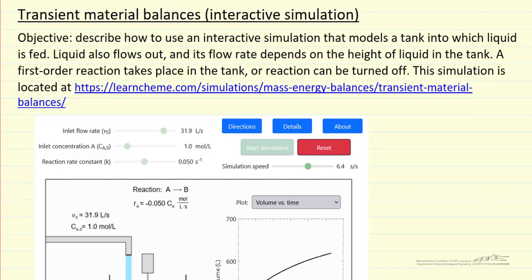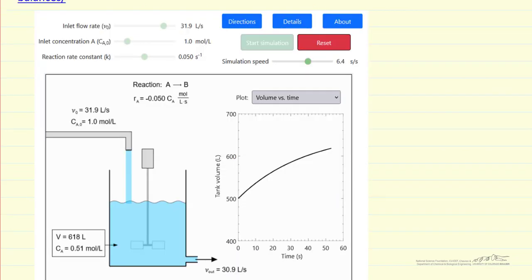I'm going to briefly describe how to use an interactive simulation that models the transient behavior of a tank. What we're doing is solving the material balances for this system, where we have a first order reaction. So the system is shown in the diagram.